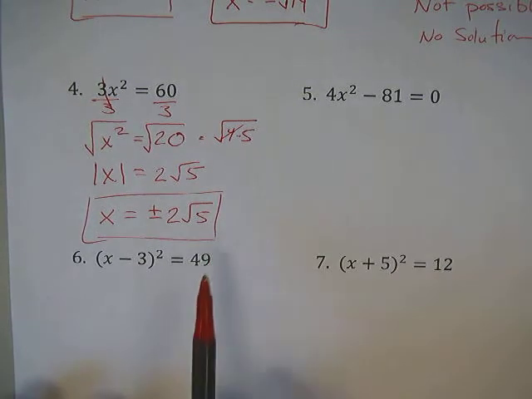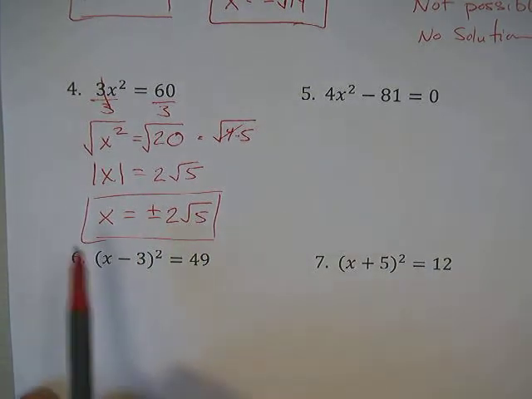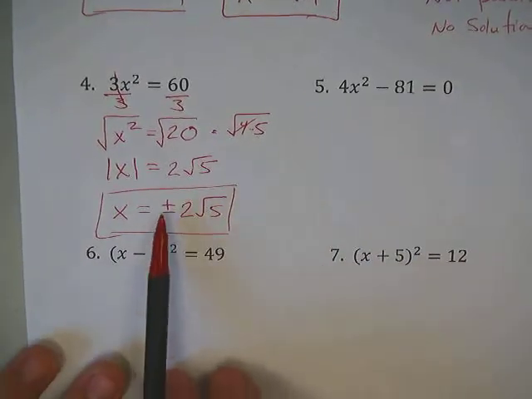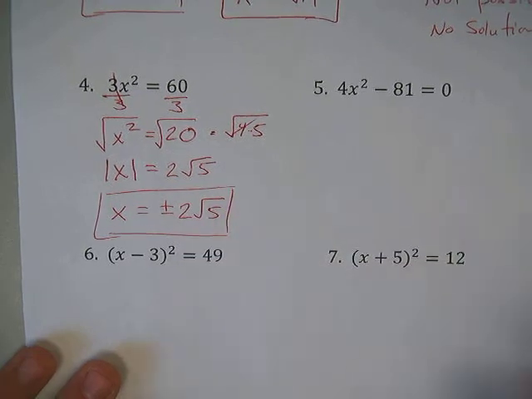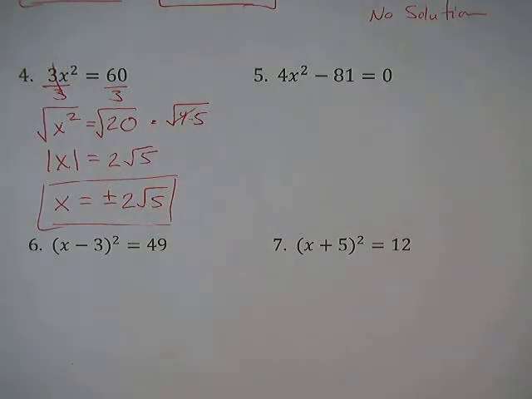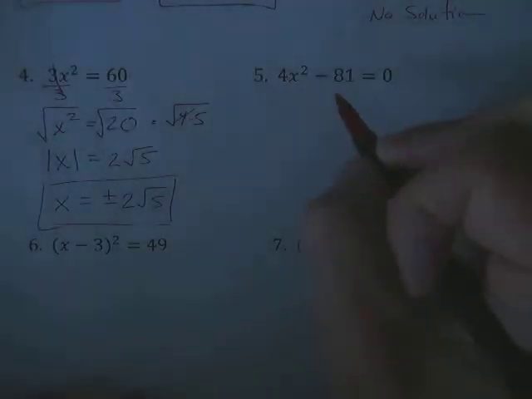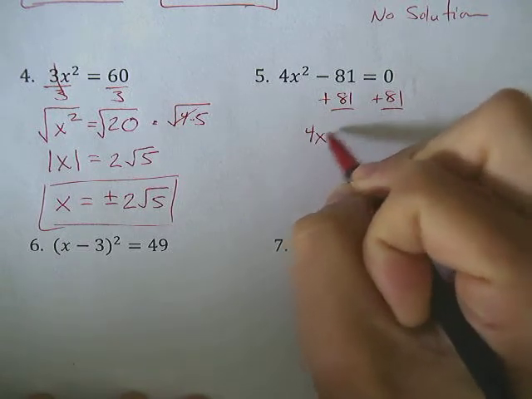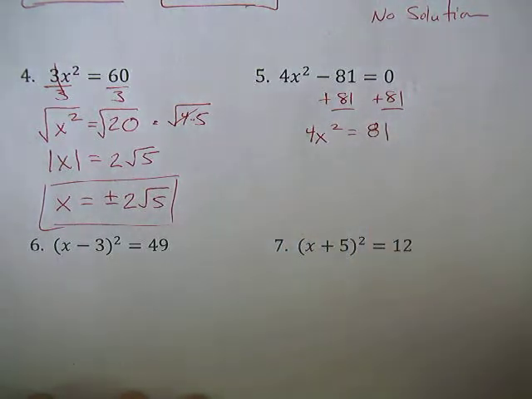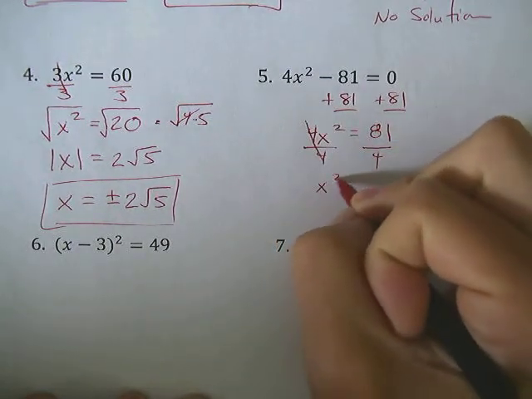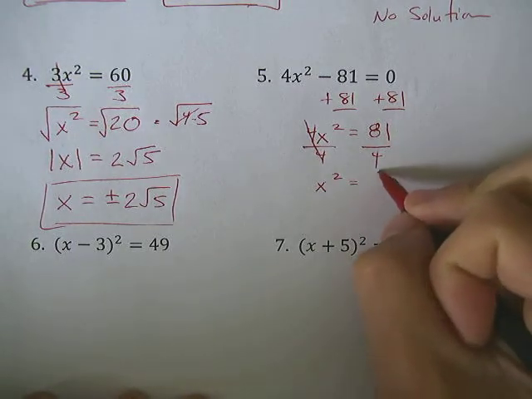Now, something that maybe you're thinking to yourself right now is, will this always be plus or minus the same number? Actually, no. And we'll show you a few examples here in just a minute. So far, we've had nothing but plus or minus 5, plus or minus root 14. But this won't always just be plus or minus and then this same number right here. Number 5. So again, the general rule that we want to follow is we want to get the x squared by itself. So what's the first thing we could do? Well, we could simply add 81 to both sides. So 4x squared equals 81. Divide by 4.